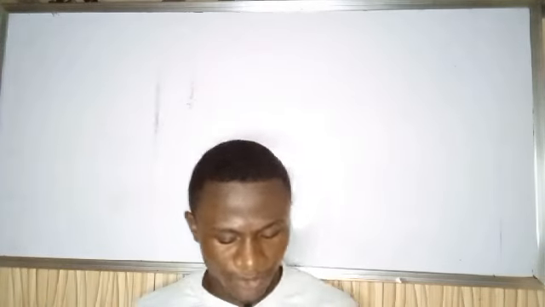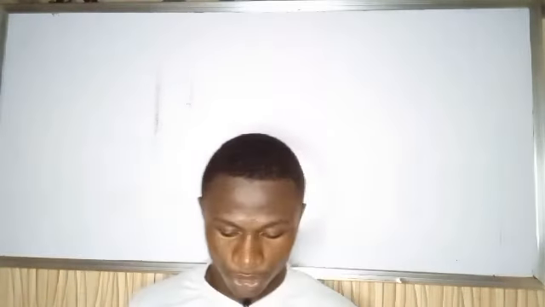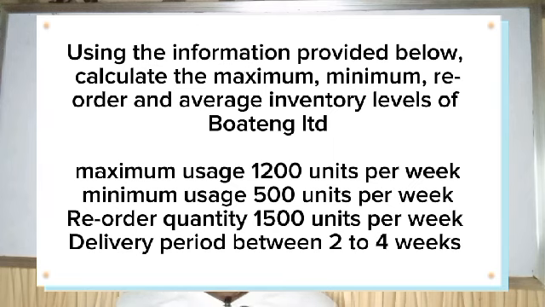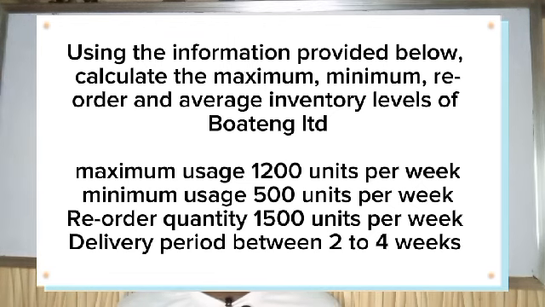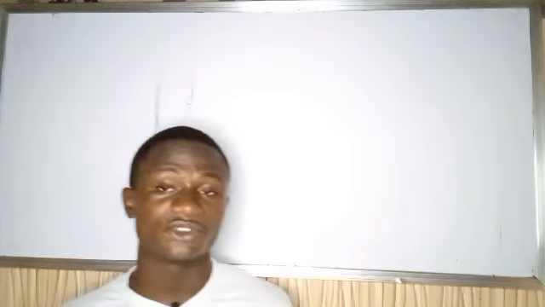So we have a question which goes thus: using the information provided below, calculate the maximum, the minimum, reorder, and average inventory level for Boateng Limited. So we have the maximum usage 1,200 per unit, minimum usage 500 units per week, reorder quantity 1,500 units per week, delivery period between 2 to 4 weeks. So we are told to calculate the maximum, minimum, reorder and average inventory level.